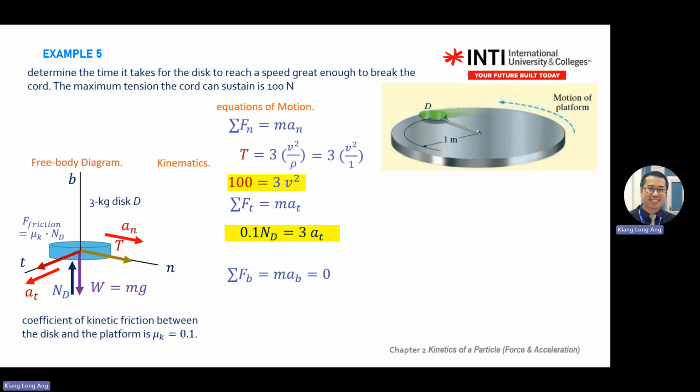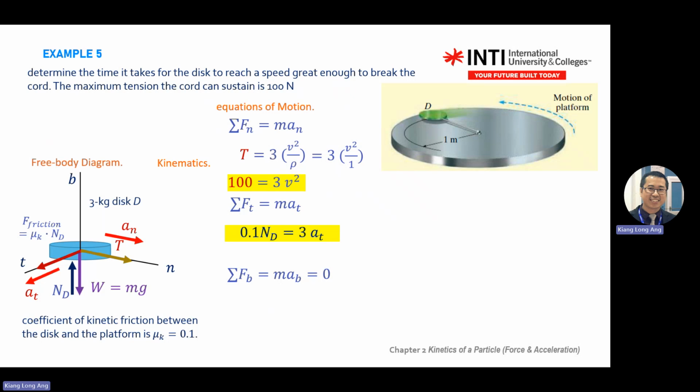So the rest you substitute. Tension, you know that you need to find the time to break this one. So you substitute values, rho is the radius 1. After you complete the normal direction, F equal to ma, you go for the tangent direction. In the tangent direction, you only have friction, and again positive is towards the T direction. So friction is positive.